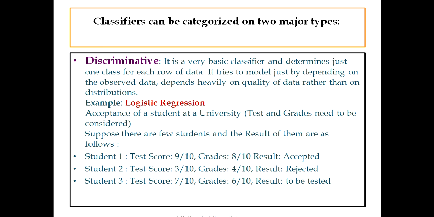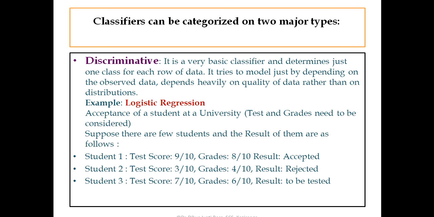for each row of data, and it tries to model just by depending on the observed data, and it heavily depends on the quality of data rather than its distribution. So discriminative type focuses only on the quality of the data. One such example of a discriminative classifier is logistic regression.